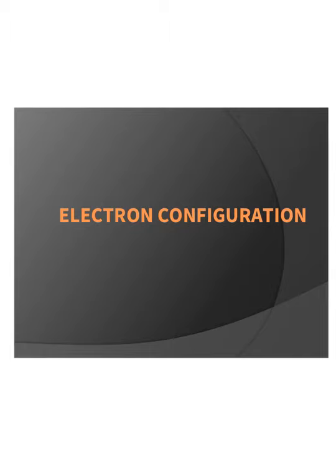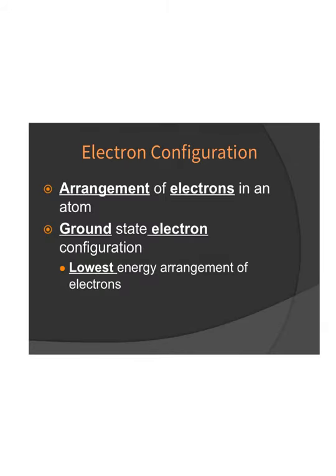Okay, so we're going to be talking about electron configuration. On this first slide, you know that electron configuration is the arrangement of electrons in an atom. Ground state electron configuration means that the electrons are at the lowest energy arrangement.